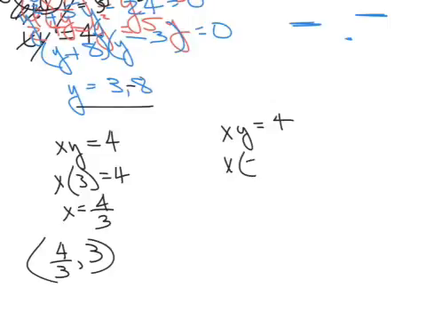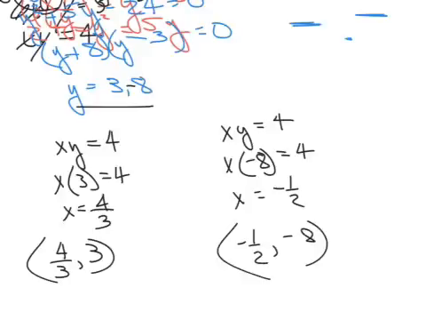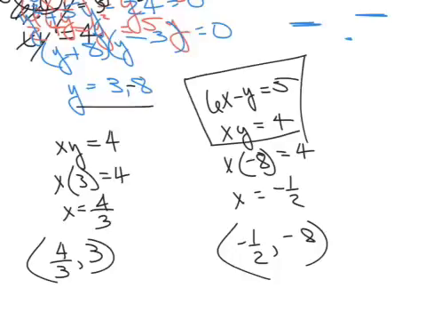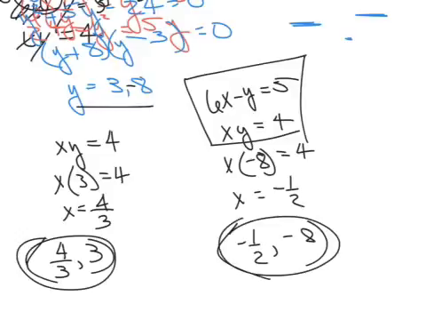So x times negative 8 equals 4. So x equals negative 1/2. So when x is negative 1/2, y is negative 8. So what that's telling me is that the two equations that I had, 6x minus y equals 5, and then this one, cross each other at two places, there and there on the graph.